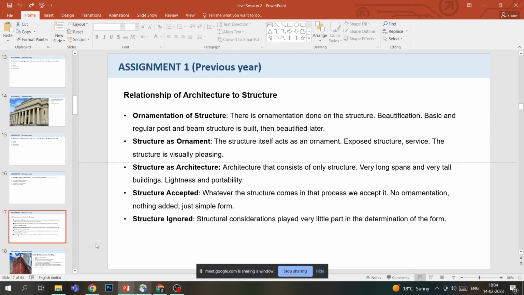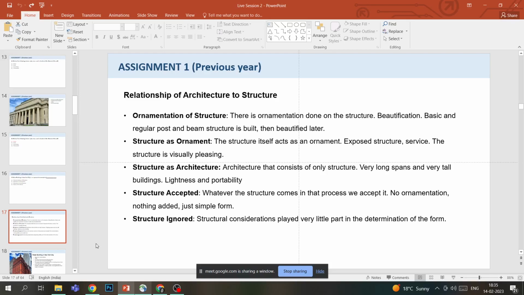Ornamentation of structure basically means that there is a structure that is existing. It could be a column and beam thing, and then ornamentation is done over this structure to beautify it. The structure is built as per the requirement, as per the need, and then it is beautified later with the help of ornamentation. The example of this is all of your classical buildings, the Pantheon, Parthenon and other buildings. Second comes the structure as ornament.